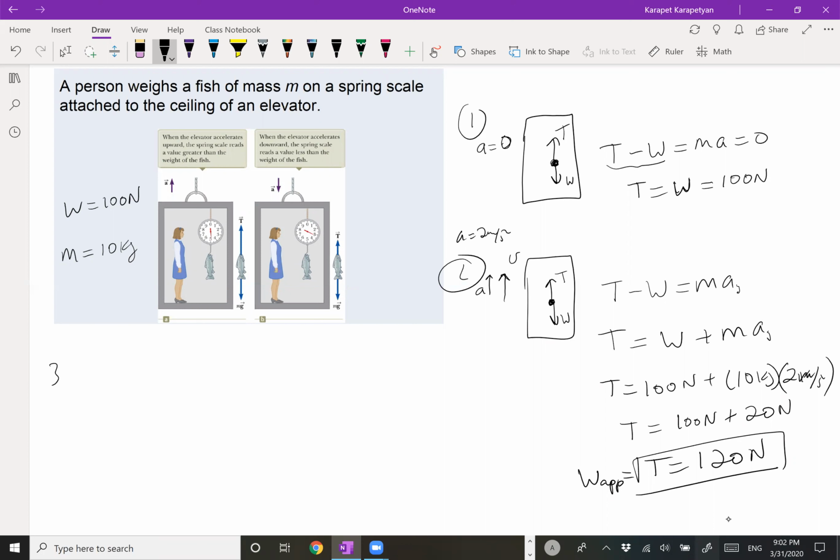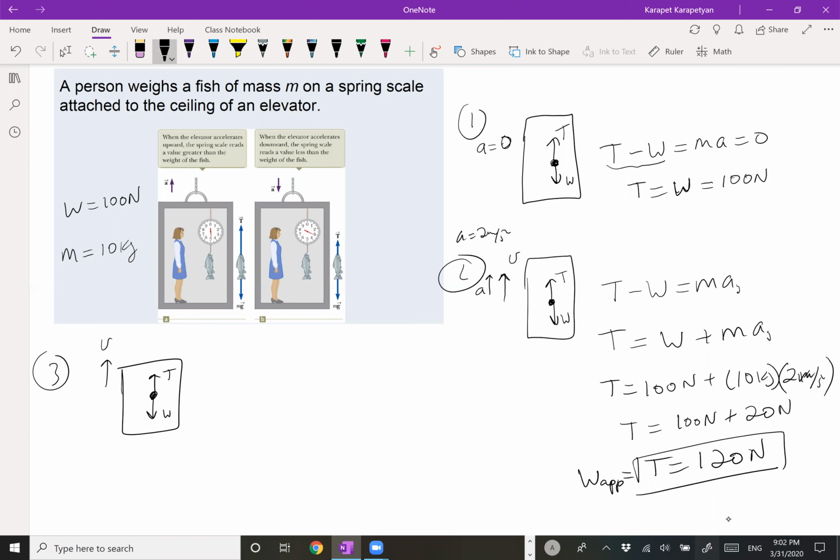Let's look at case 3, which is what happens when the elevator, not a person, but the elevator, I don't need the person over there. So here's the fish, here's the weight, here's the tension, but now as it's moving, let's say up, right?